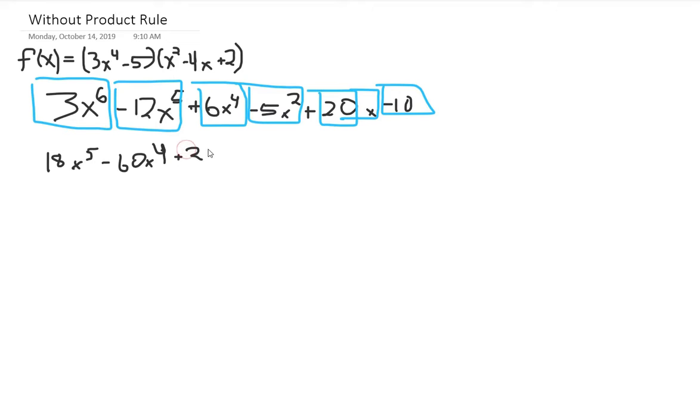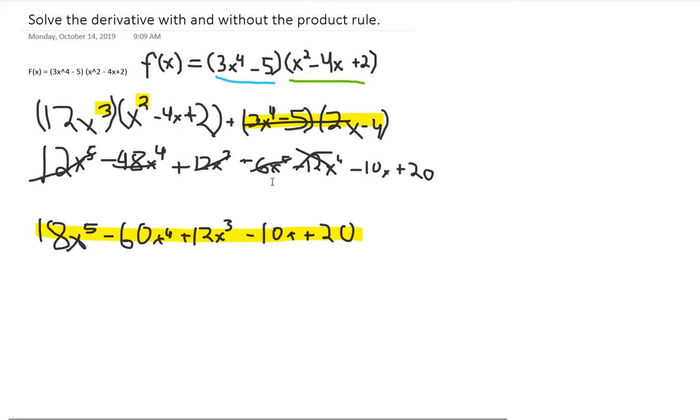This is 24x to the third. This is negative 10x. This one, the derivative of 20x is just 20. And the derivative of a constant is 0. So that's our derivative here. And if we look, that's going to be exactly the same as this one here. So that's how we know our product rule was correct.